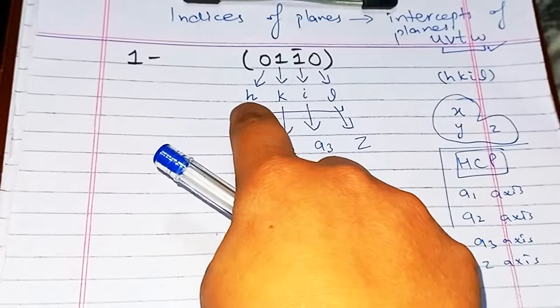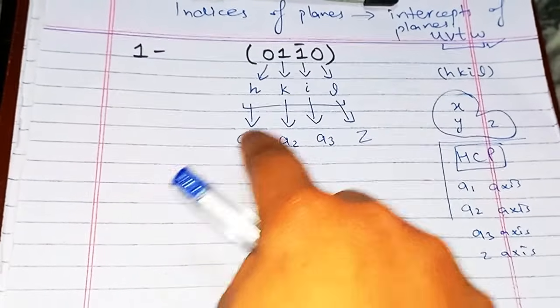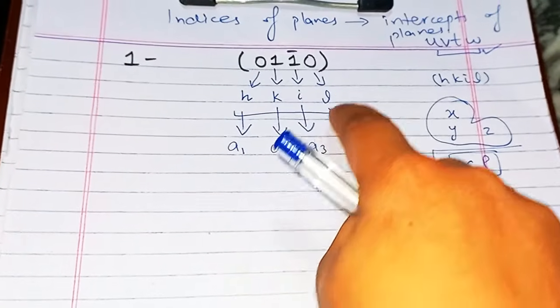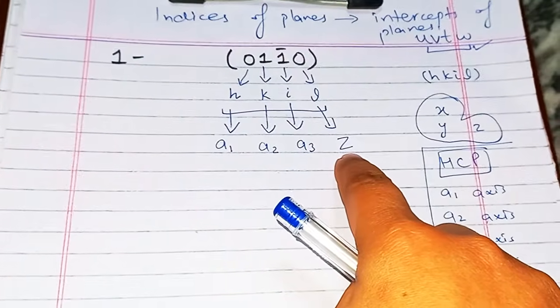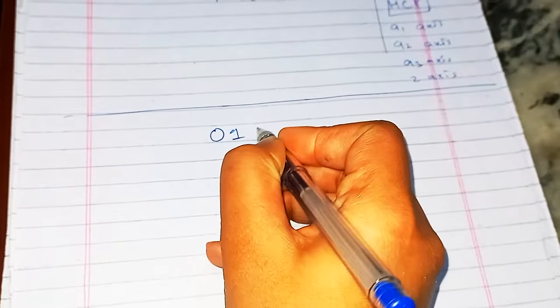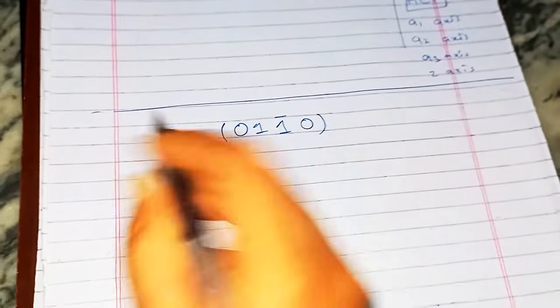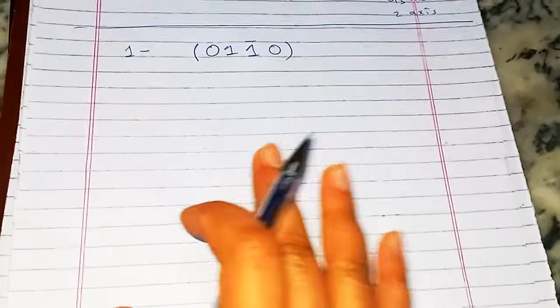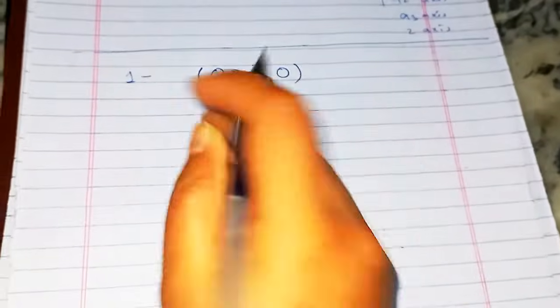The H index will give us the A1 intercept, the K index will give us the A2 intercept, the I index will give us the A3 intercept, and the L index will give us the Z intercept. Let's continue the process. Just imagine that you are given the problem, and I'll do it in a better presentation so that you can replicate it on paper.